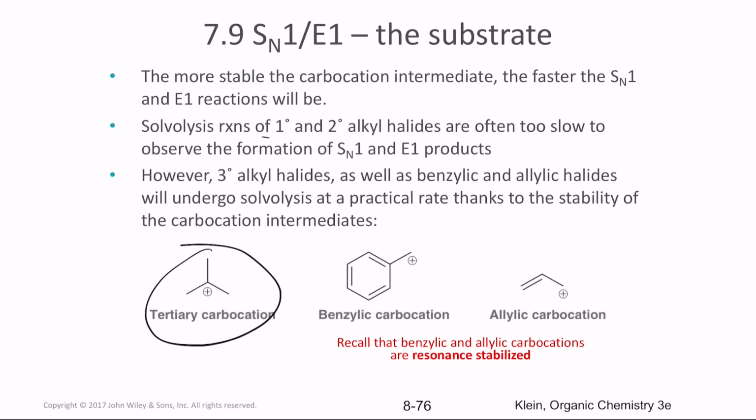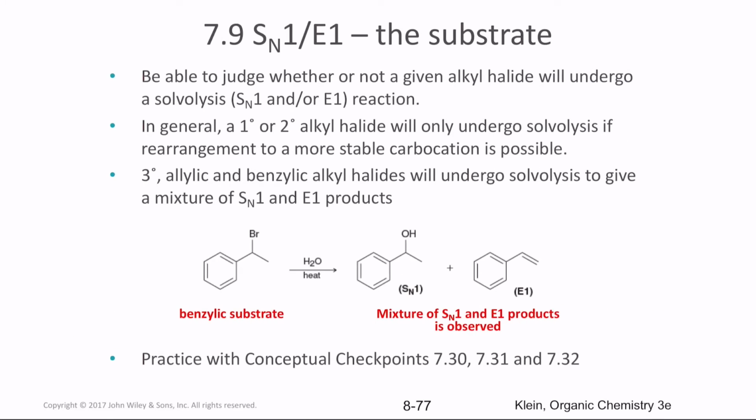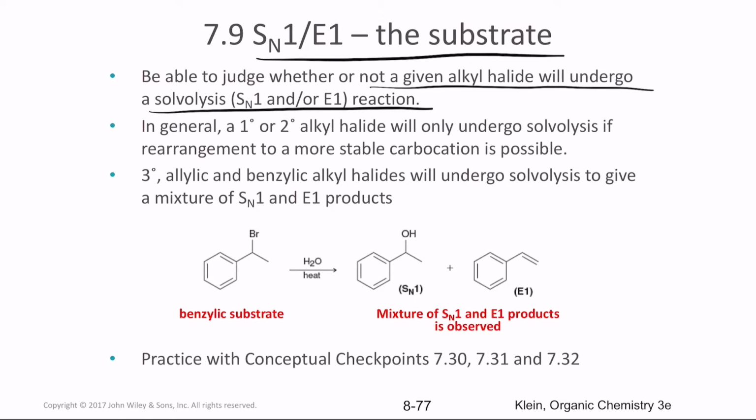Primary and secondary alkyl halides are generally too slow to observe the formation of SN1 and E1 products. So you can observe tertiary alkyl halides having this reaction. You can have benzylic and allylic halides that undergo solvolysis at a practical rate. So for SN1 and E1, in terms of the substrate, you should be able to judge whether or not a given alkyl halide will undergo the solvolysis reaction.